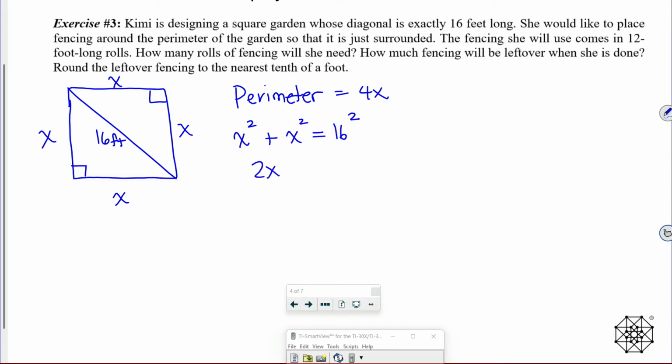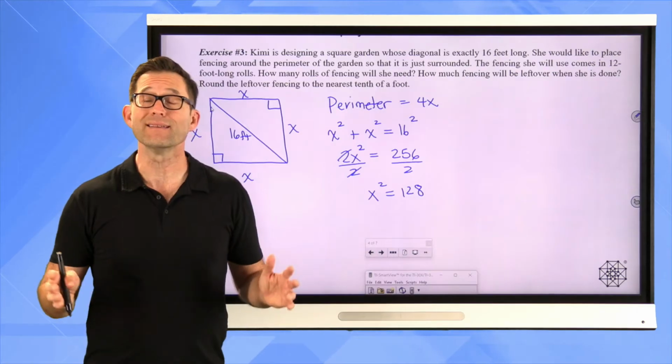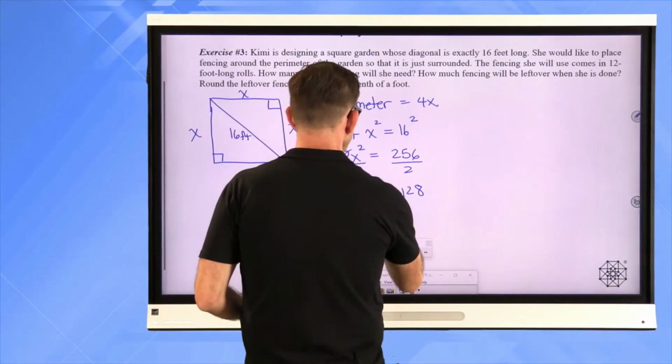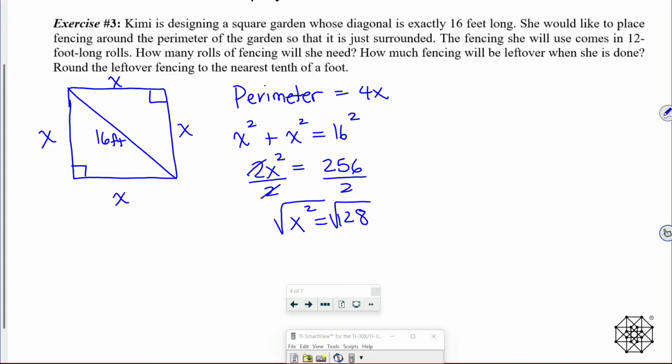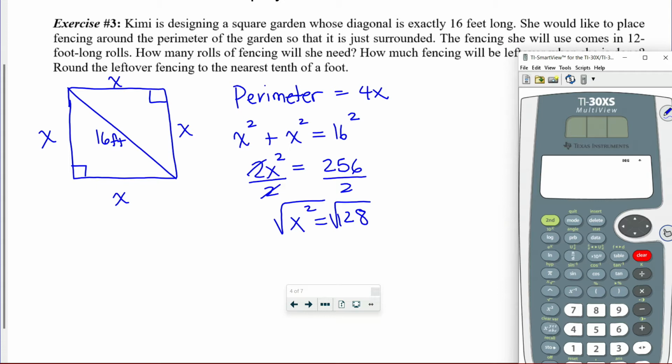X squared and x squared is 2x squared. 16 squared is 256. I can now divide both sides by 2, and I'll get x squared is equal to 128. That's what x squared is equal to. Now, 128 is not a nice perfect square. It just isn't. So when I take the square root of this, I'm going to get a messy answer. All right, but we can deal with messy answers because we have the calculator.